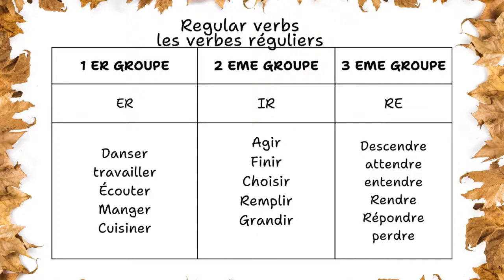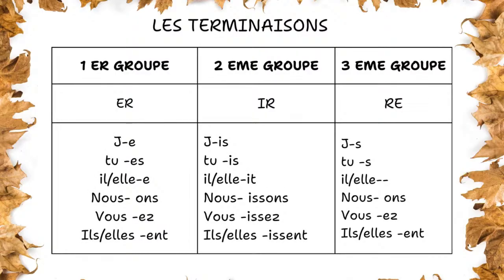When you look at the ER verbs, when you remove the ER, what remains is the stem. All of them end with ER. So ce sont les verbes réguliers en ER. The same for les verbes en IR. When you remove the IR, what remains is the stem, and from the stem we're going to add the endings of IR verbs. And the third group is les verbes en RE. When you remove the RE, what remains is the stem. So, les terminaisons. These verbs therefore have an ending.